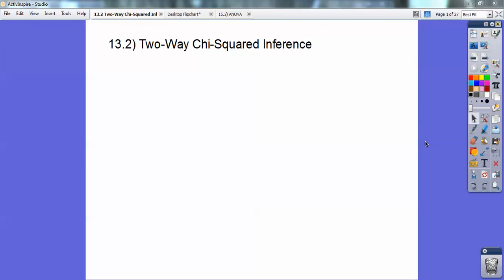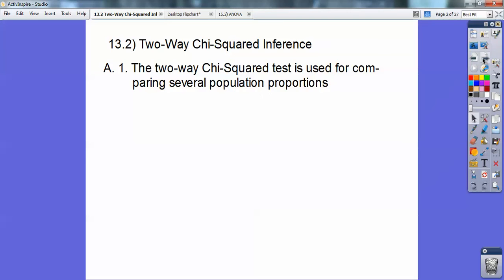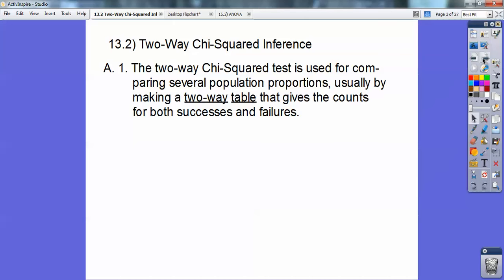This is Jimmy Dean, and this is a two-way chi-squared inference procedure. It's a different way to do it two-way. So the two-way chi-squared test is used to compare several population proportions, usually by making a two-way table that accounts for both successes and failures.